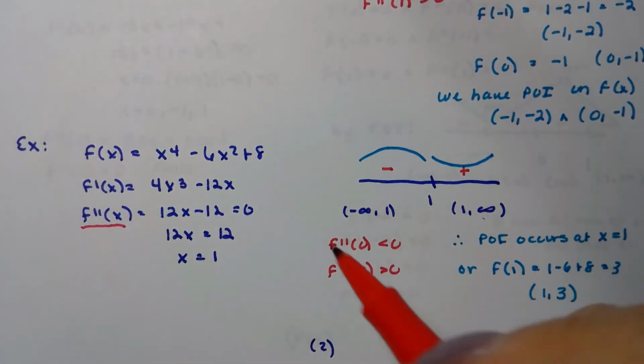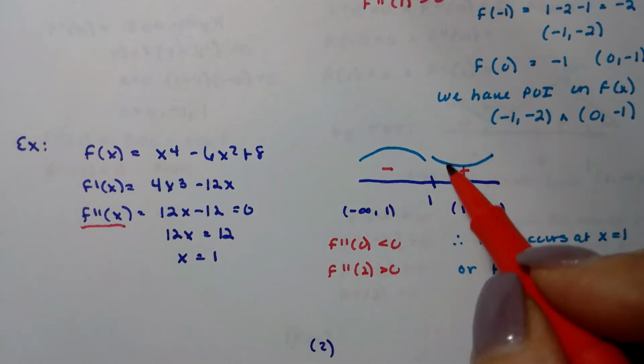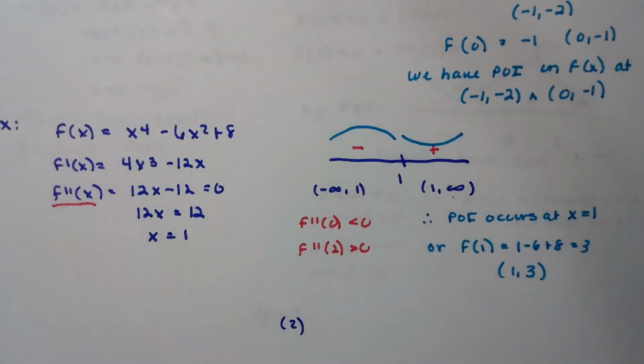And on the right, I chose a 2, so if I plug in a 2, I get 24 minus 12, which is a positive number. So the sign of my second derivative changes at x equals 1, so I know that a point of inflection on the graph of f is going to occur at x equals 1. And again, if you want the coordinates of that point, well, you can just plug 1 into the original function and get the output value of 3.